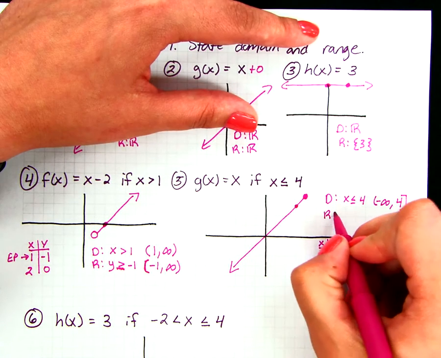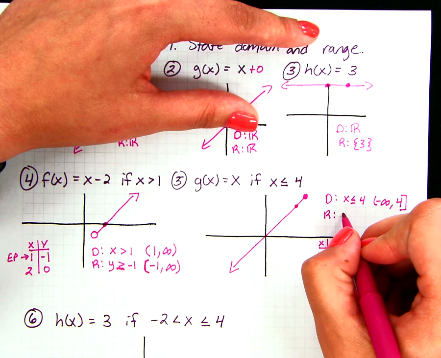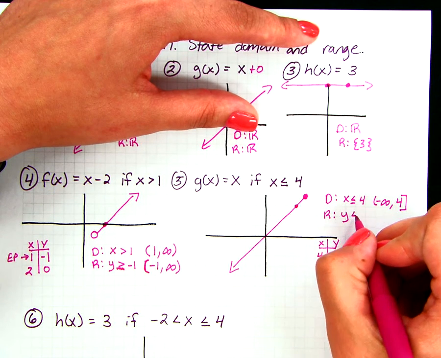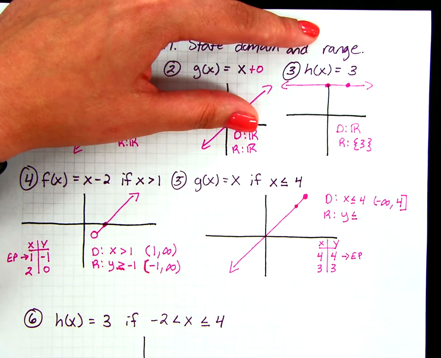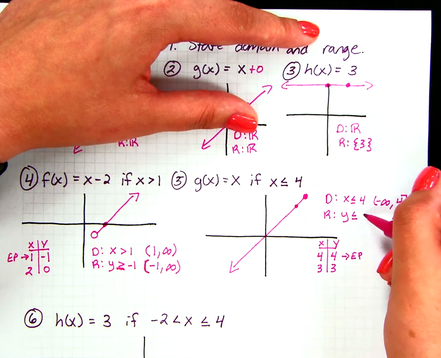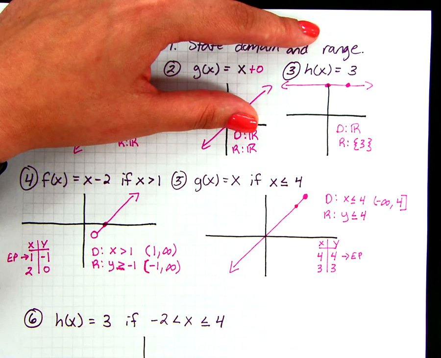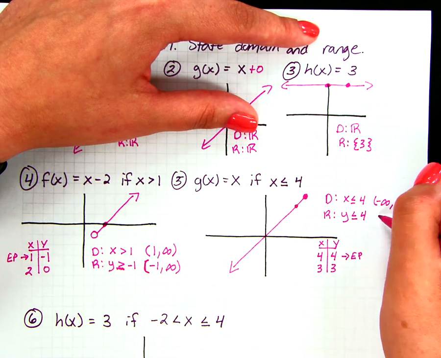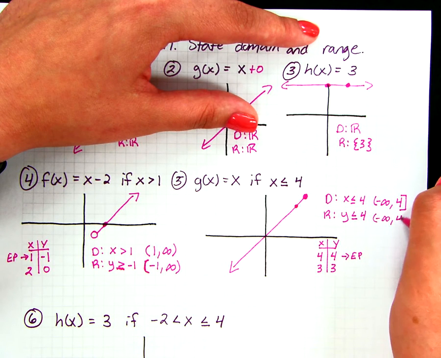And then range, so our y values are only going down, so it's going to be y less than or equal to. And then we need the y value of our highest point, so that's going to be right here at 4. And then again, if we switch to interval notation, it's going to look the same. So we need all the y values between negative infinity and positive 4 with a bracket.